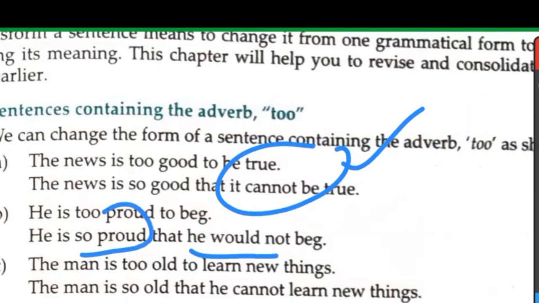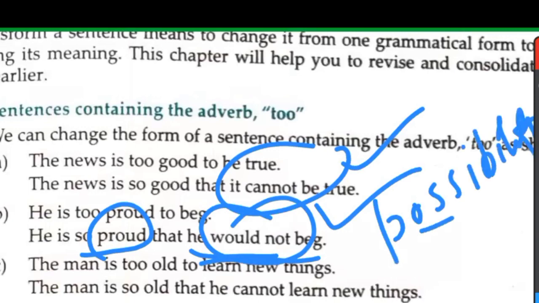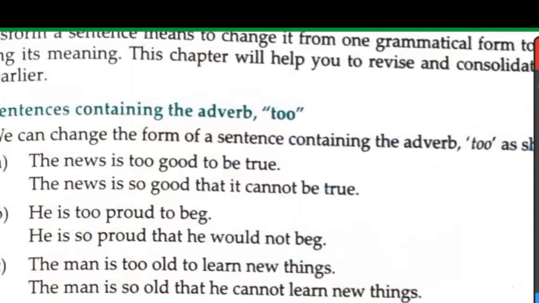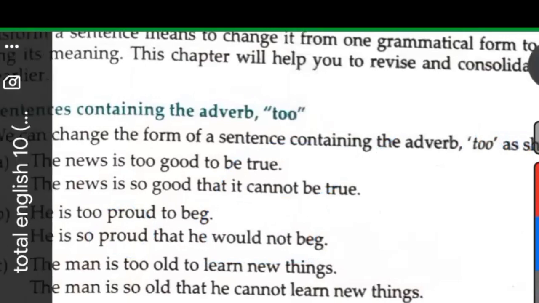Yeah, if somebody is proud, then definitely he would not beg. Would not beg is a possibility. It expresses the possibility. So he's so proud that he would not beg. Did you understand now? Yes, sir. I hope so.